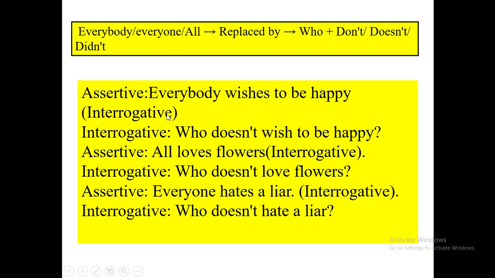More examples for you. Everybody wishes to be happy. Make it interrogative. If you find everybody in a sentence, everybody is replaced by who, and you have to make it negative interrogative. That's why you have to write doesn't, because everybody is a singular number. So, who doesn't wish to be happy?